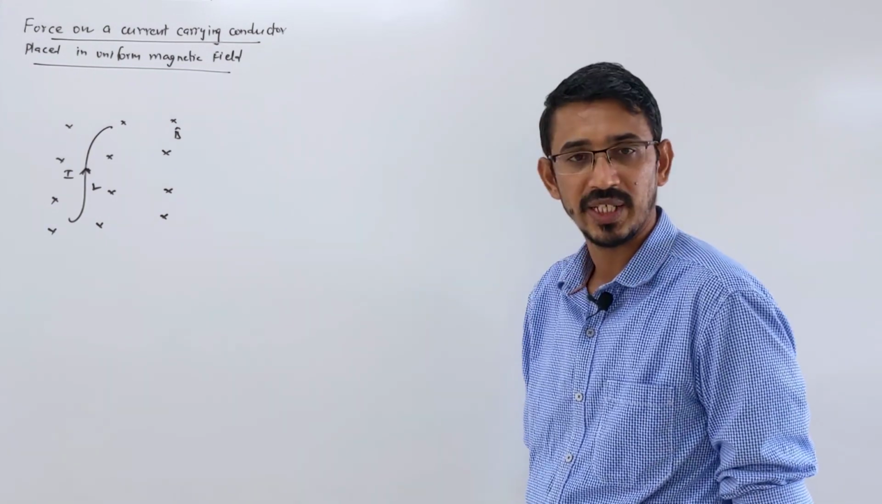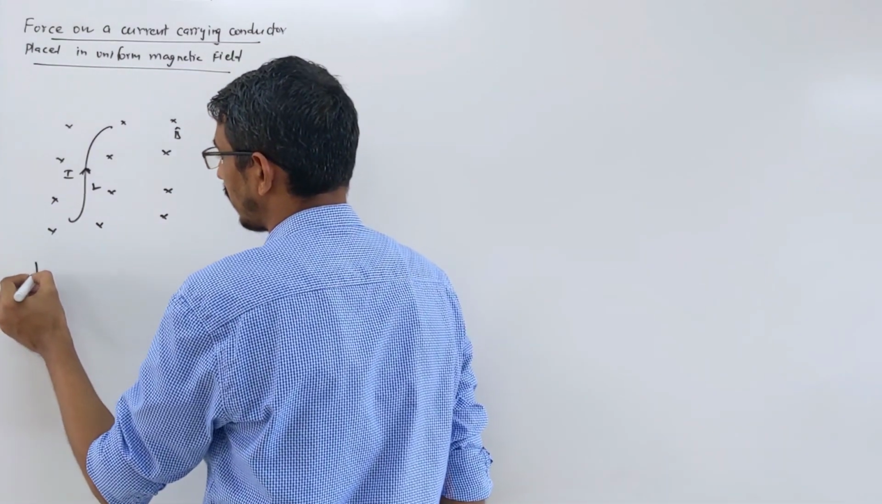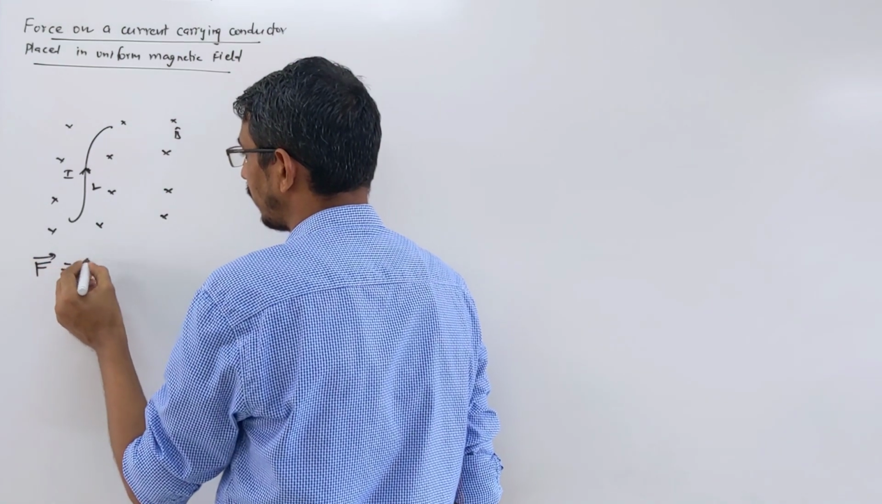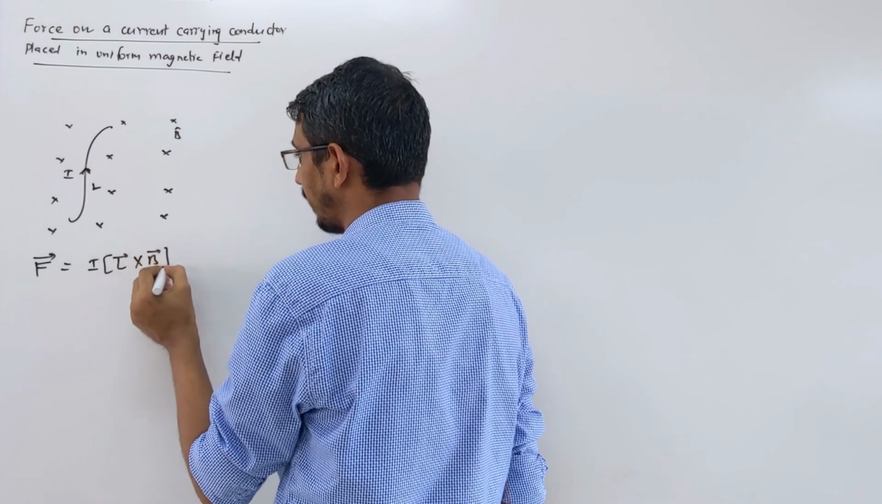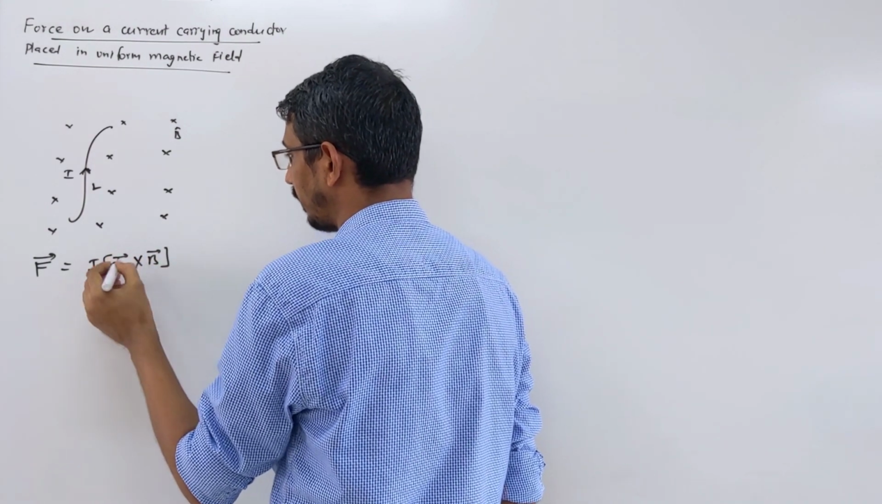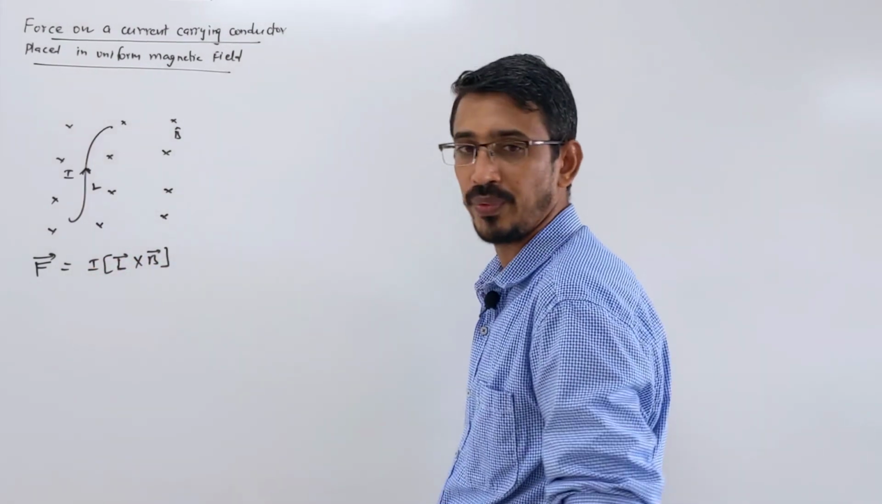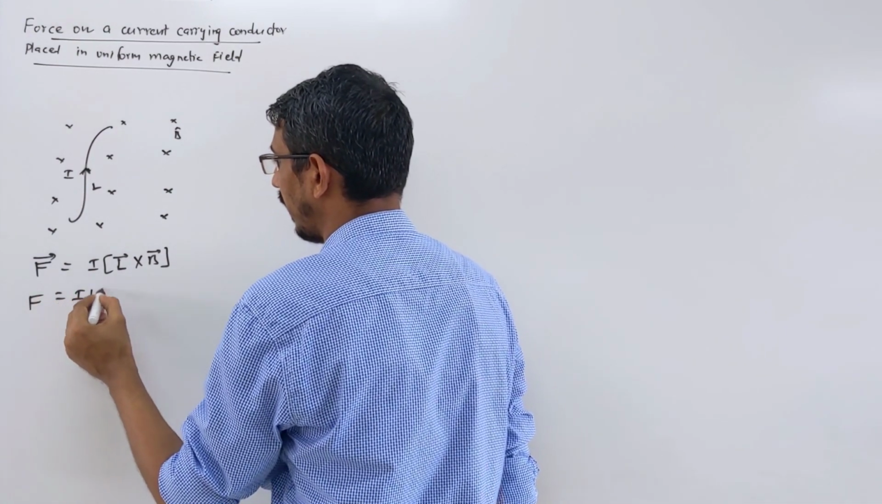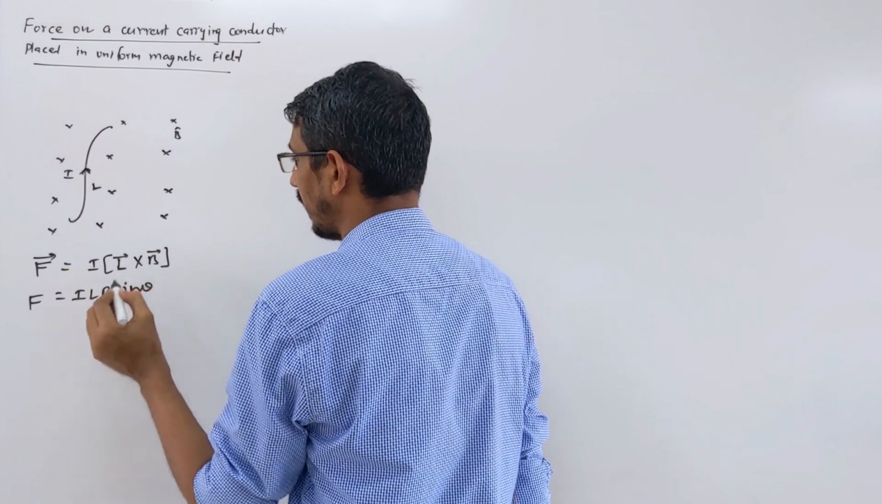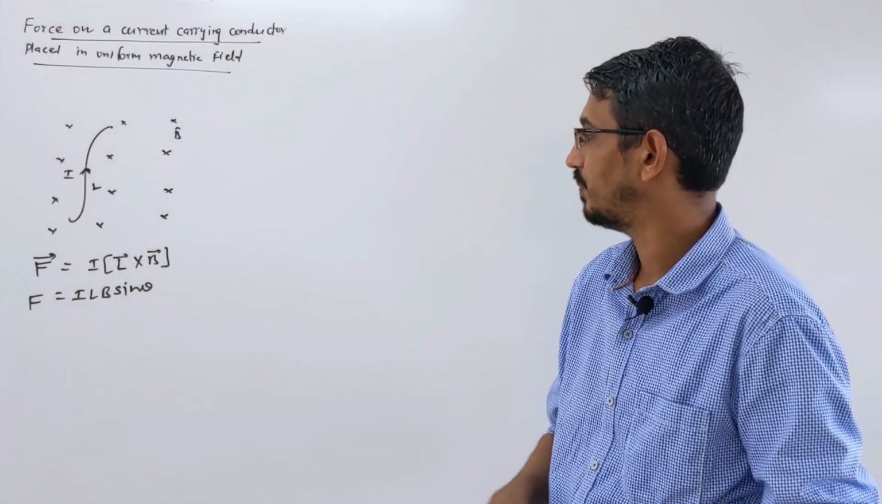Then how much force will it experience? It is given by a simple formula. The magnetic force is equal to I L cross B. This is the vector form. I write the scalar form: force is I L B sin theta. This is the scalar form.